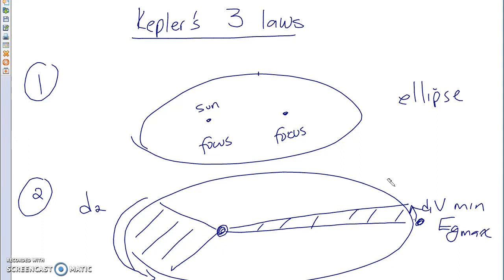The area is equal. A2 equals A1. It just means the two areas are equal. For now, let's just keep it at that. It's more calculus based, so we're not going to explain that. So yeah, time is equal. This time right here equals this time right there.